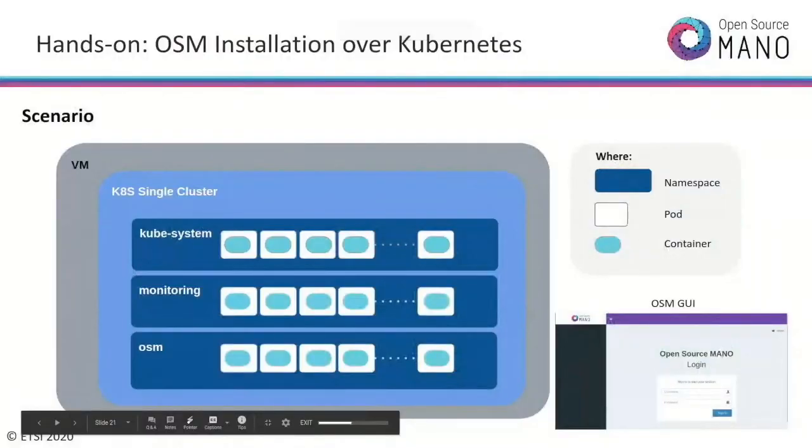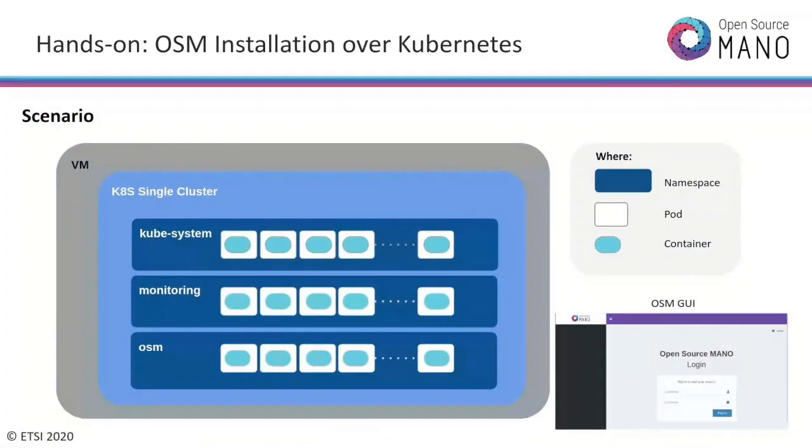Here in this slide, I'm showing the scenario of our installation over Kubernetes. Here, we will deploy OSM in a single host running a single Kubernetes cluster, as shown in the diagram. We will have to download the installer, and then this installer will install different packages to run a single node Kubernetes cluster, and it will deploy the different objects on it.